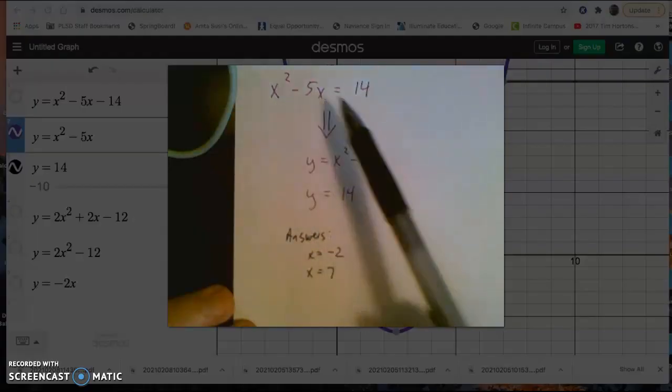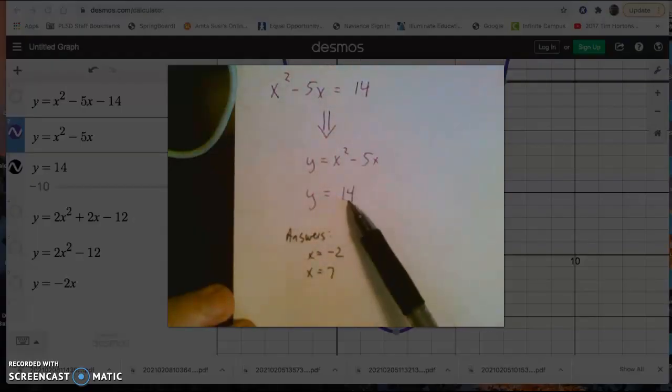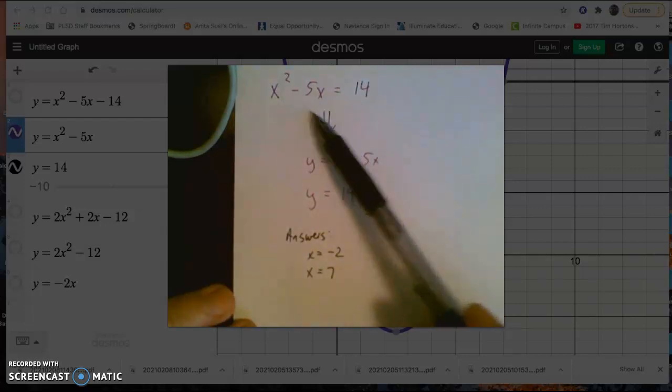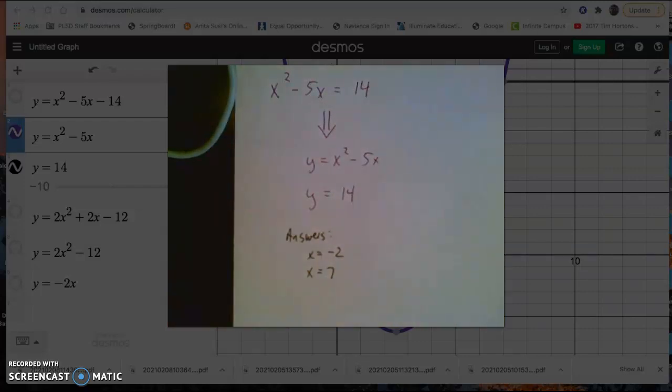So by graphing the left side and the right side and finding their points of intersection, I got the same answer as I did by rearranging, setting it equal to 0, and graphing it to find the x-intercepts. You choose whatever way you want.